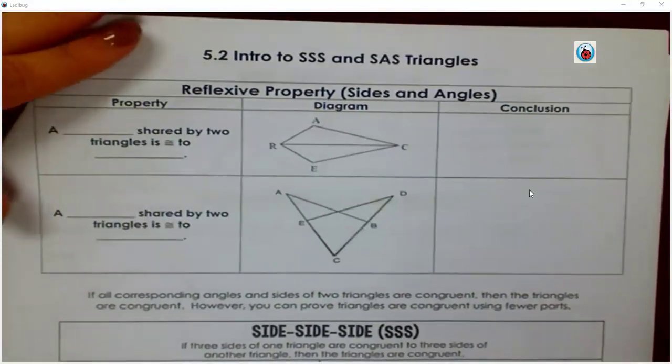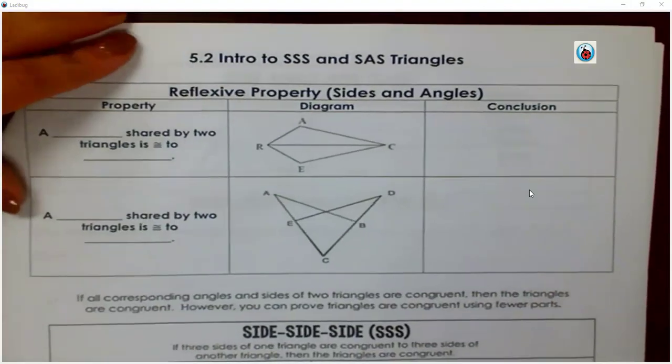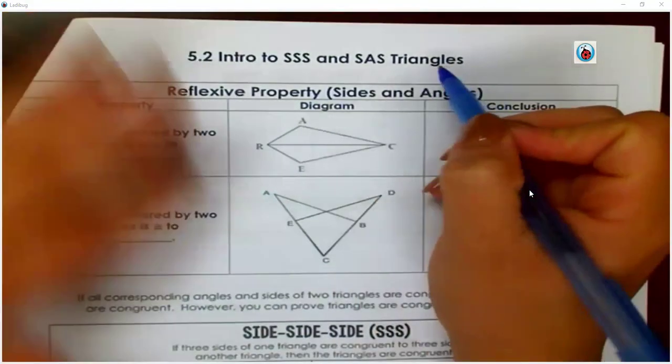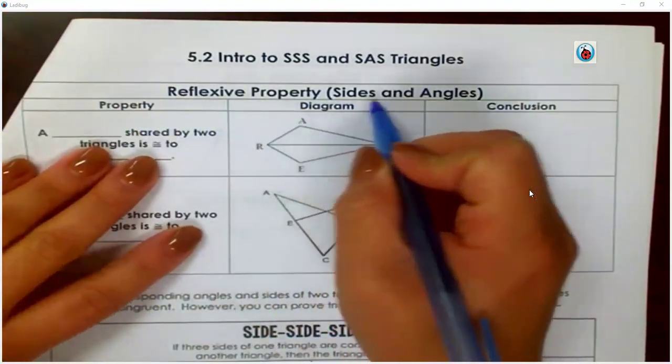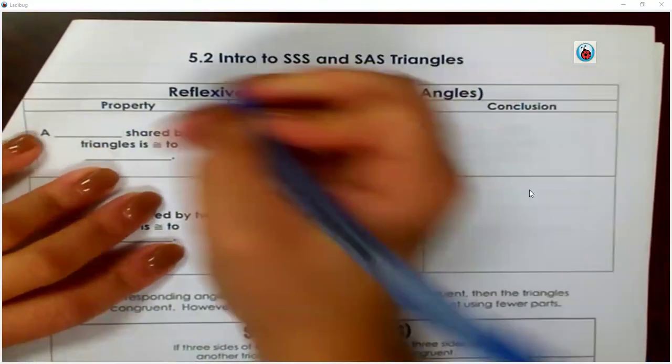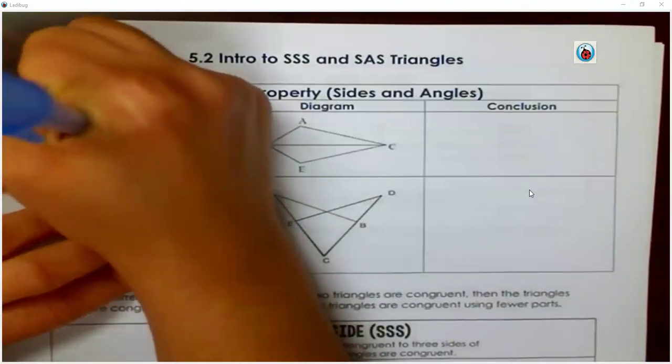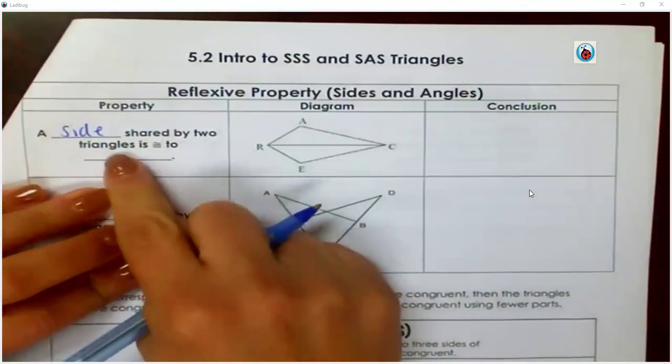All right, 5.2 Intro to SSS and SAS triangles. So to start off, we're going to talk about the reflexive property when dealing with sides and angles. It says a side shared by two triangles.